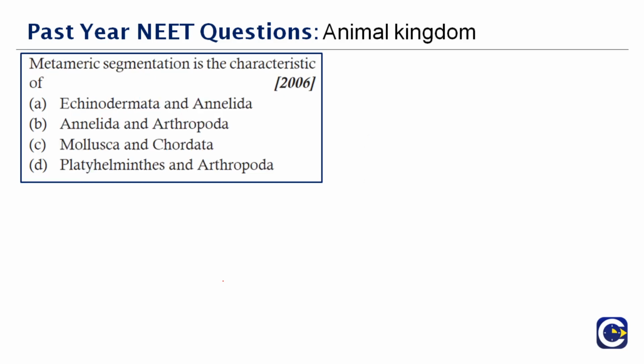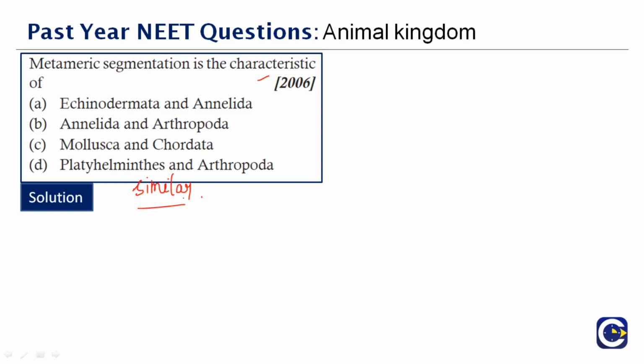Now coming to the next question: metameric segmentation is a characteristic of dash. What do you mean by metamerism? First of all, we'll discuss what is metamerism. In biology, metamerism is a phenomenon of having a linear series of body segments which are fundamentally similar in structure, though not all structures are entirely alike in a single life form, because some of them perform special functions.